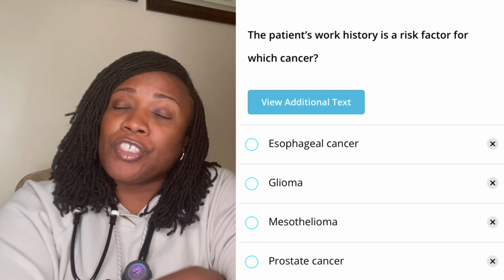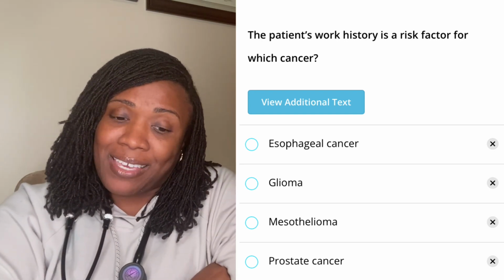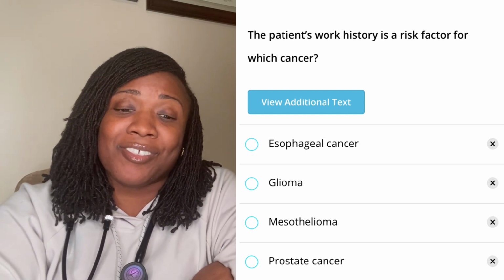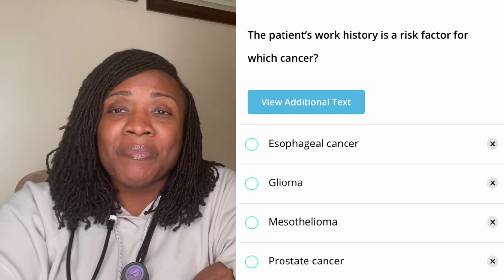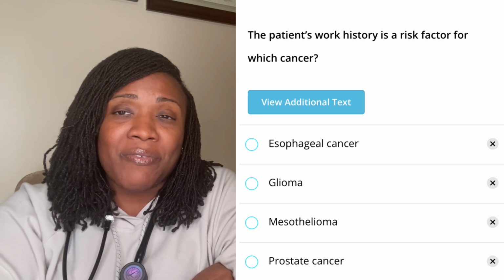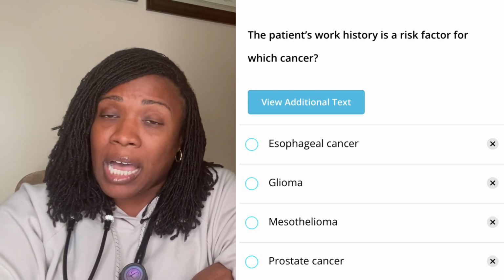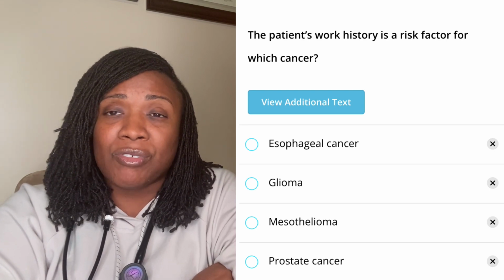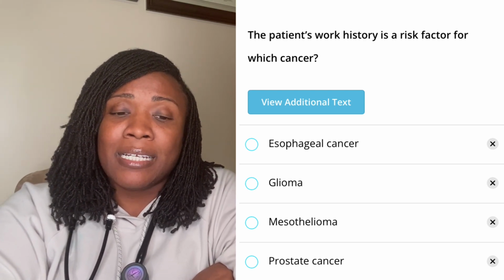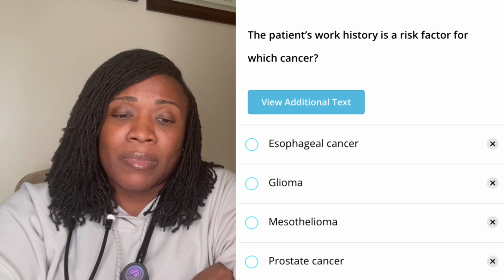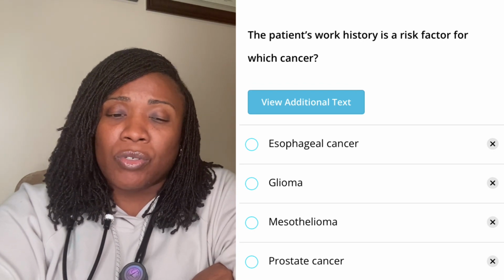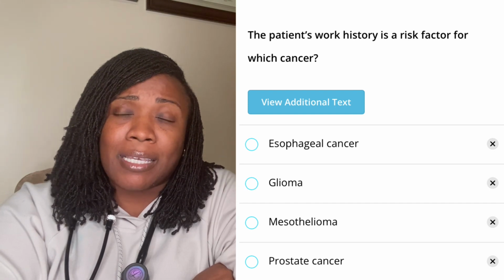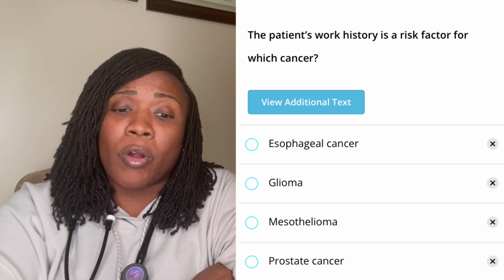Prostate cancer is usually a genetic thing. So I am going to say that prostate cancer can be thrown out because there's no evidence that really shows that a job will cause someone to have prostate cancer. Usually, like I said, it's highly genetic related, and we don't usually see patients come in or be evaluated for prostate cancer based off of their work environment.